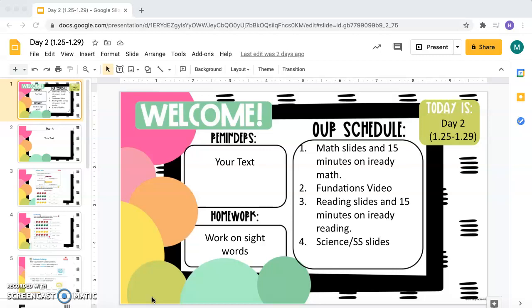Our schedule today is you're working on your math slides, and then on iReady Math, you're going to watch the foundations video, then you're going to do your reading slides, 15 minutes on iReady Reading, and then the last thing is you're going to do your science slides.